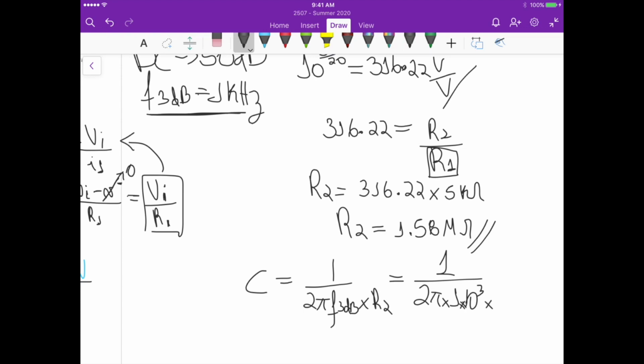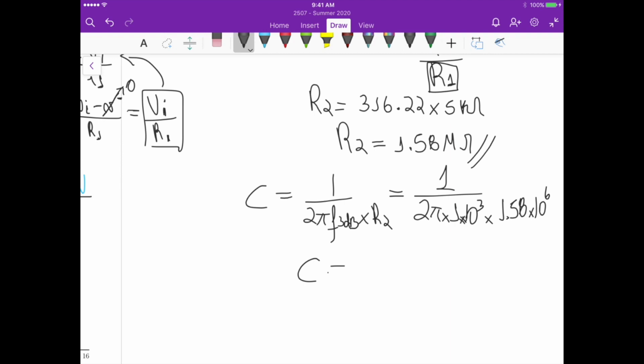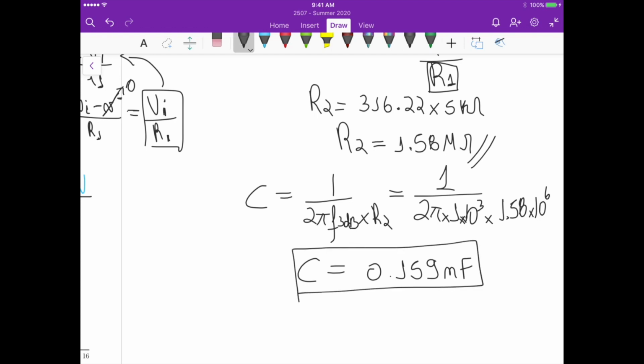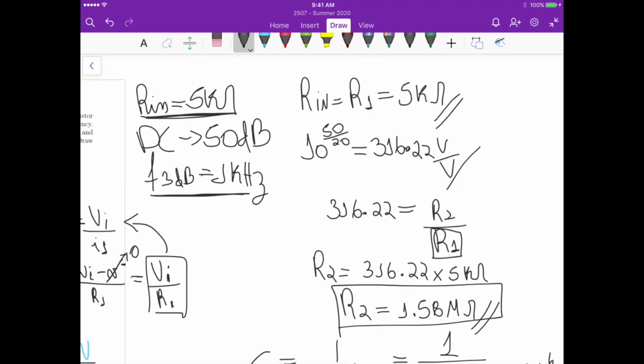times R2, which is 1.58 times 10 to the 6. And this gives us a capacitance of 0.159 nanofarad. So we have our C here, we have our R2 here, and then we have R1 right here. Those are the 3 components that we have to define based on this design specification.